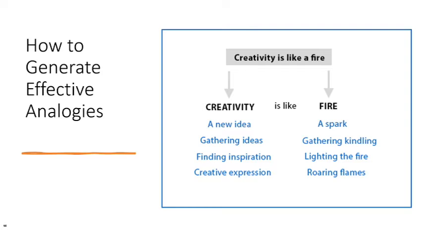So you could say something like, creativity is like a fire. Instead of gathering kindling, you're gathering ideas. And that makes a more coherent analogy. And it's easier to see the relationship between the two when it's mapped out like this.